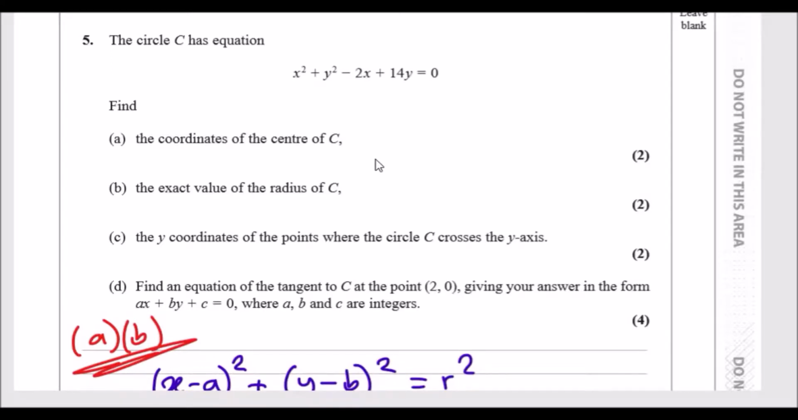Now, since we've done that, let's jump straight to part C then. Find the y coordinates of the points where the circle C crosses the y-axis. Now this is dead easy. Just think of the y-axis again if you forgot.